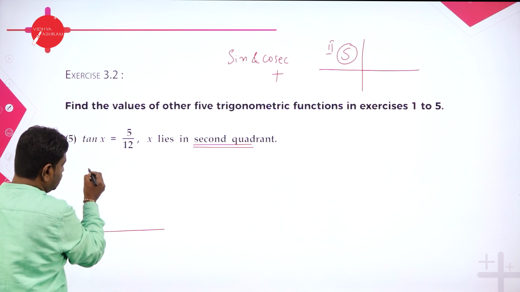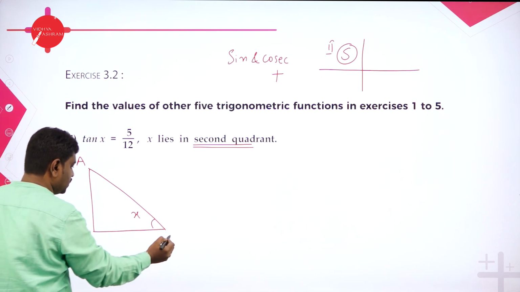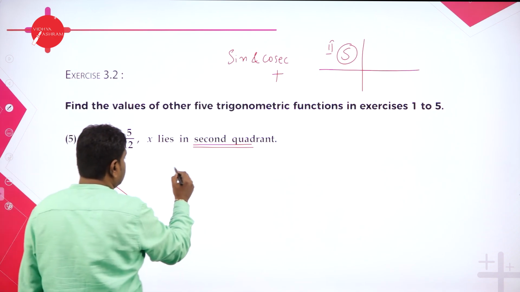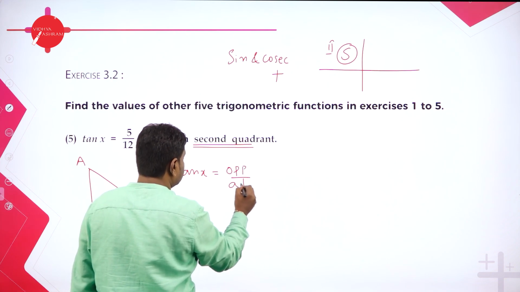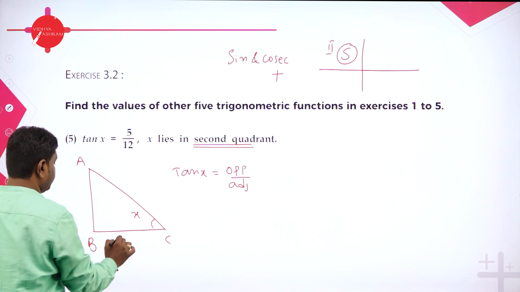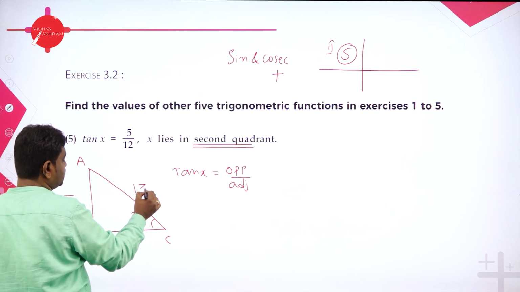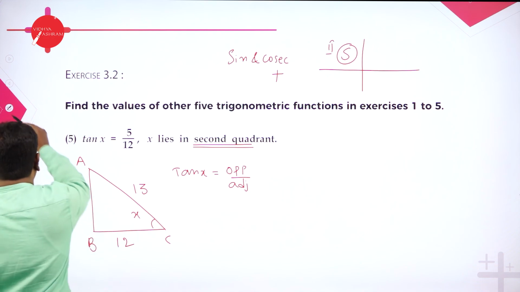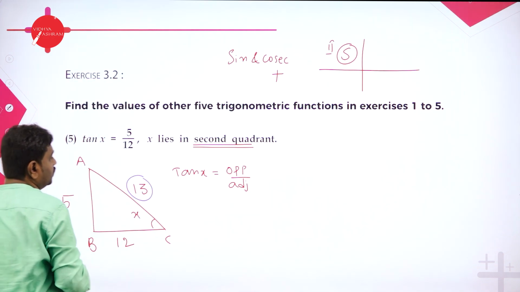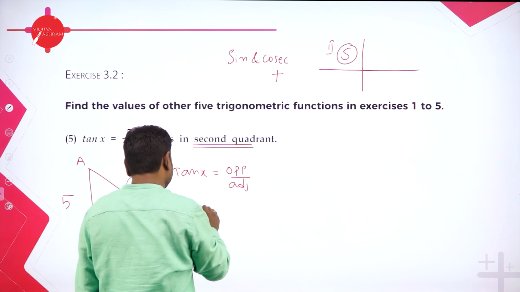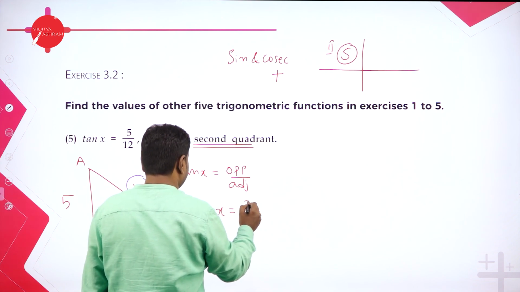So now I'll draw the triangle. This is x and this is A, B, C as usual. So you know the meaning of tan. Tan x is opposite side divided by adjacent side. So opposite is 5, adjacent is 12, Pythagorean triplet, this is 13: 5, 12, 13. So this one you need to find, we got this, 13. What is given? Tan x is given, 5 by 12.